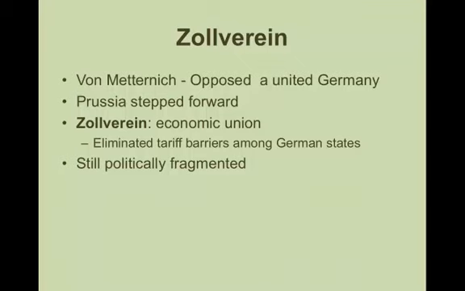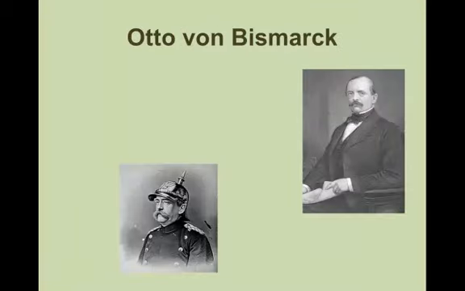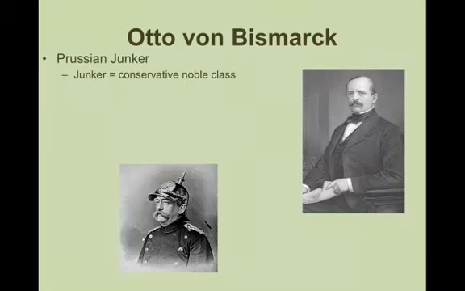But it's still politically fragmented until this guy. He's a very, very important person in the 19th century and maybe really in the history of the whole world. Otto von Bismarck is probably most responsible for the creation of the nation of Germany. So he comes from this social class called the Junker. I know it's kind of a funny name. The Junkers were a conservative, aristocratic class.